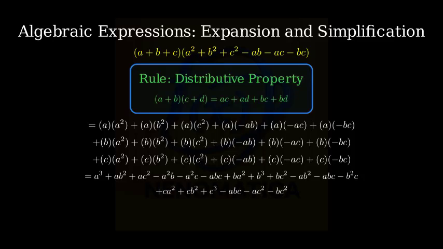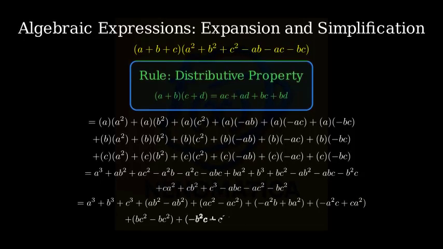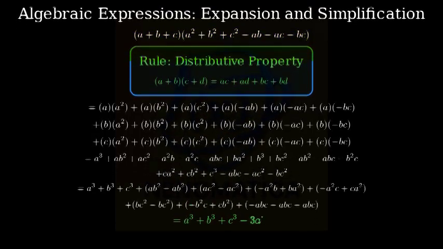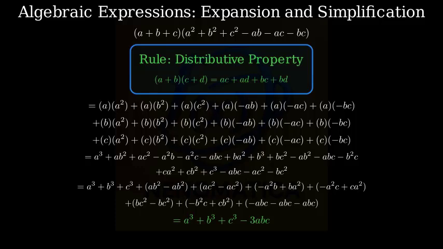Let's rearrange and combine like terms. We collect a cubed, b cubed, and c cubed terms. We also group terms that cancel out, such as ab squared minus ab squared, ac squared minus ac squared, and similarly for other pairs of terms. We have three abc terms with negative signs, which gives us negative 3abc. After canceling the terms that sum to 0 and combining the negative abc terms, we get our final result, a cubed plus b cubed plus c cubed minus 3abc.